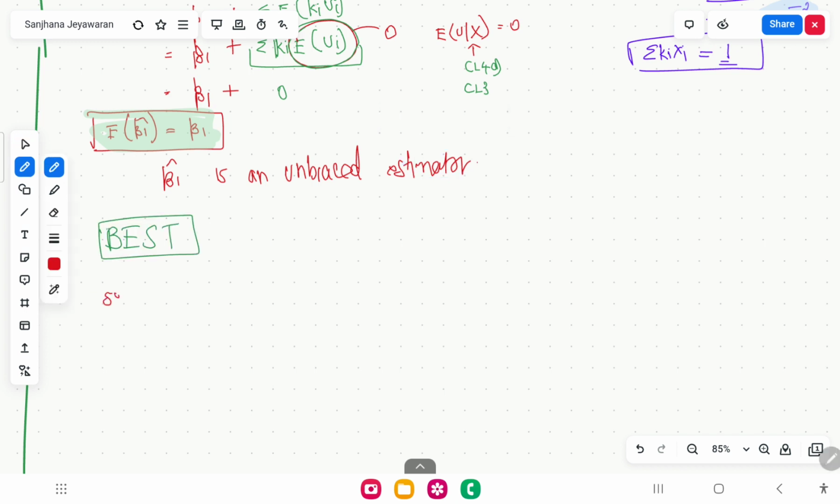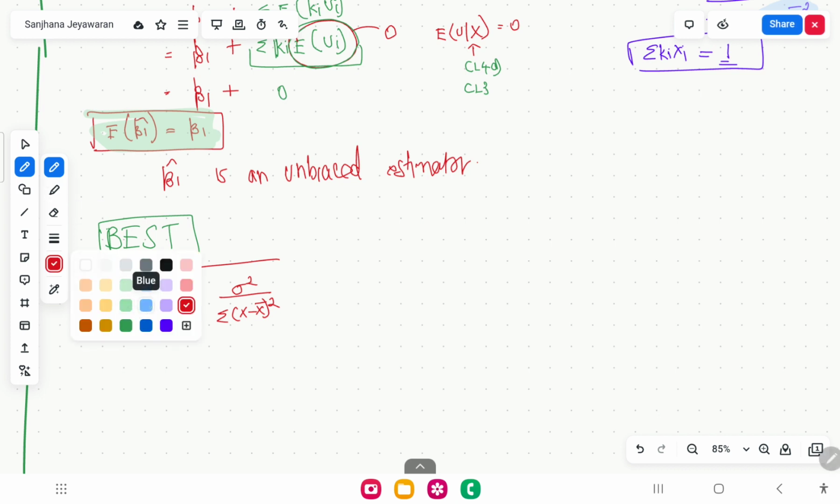The formula for the standard error of beta 1 is equal to sigma square divided by the sum of x minus x bar square. This is the variance. We take the square root in order to find the standard error. So how you all can remember this: this sigma square is the variance of the error.